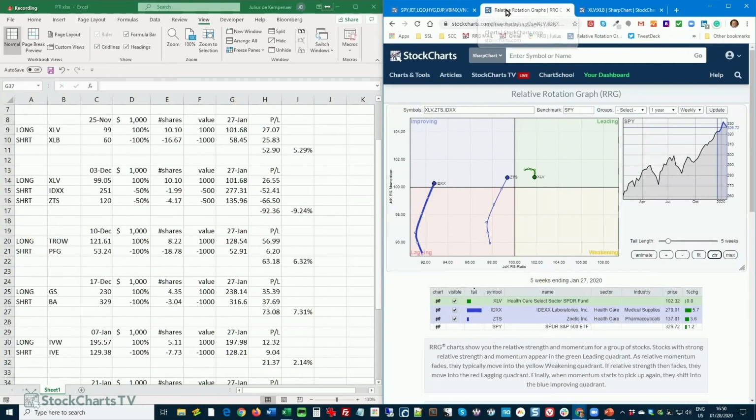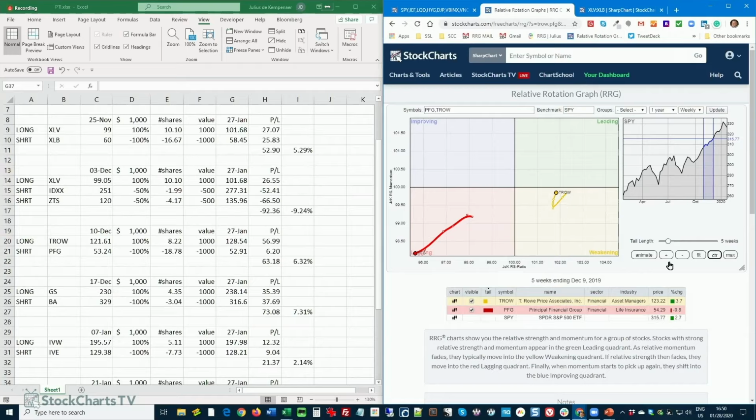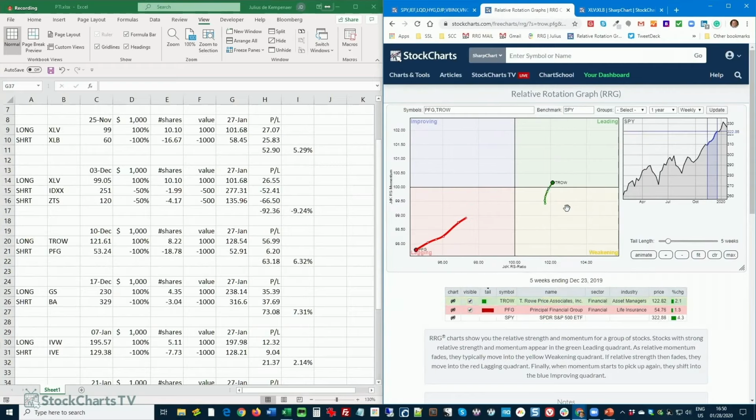And then we've got T Rowe with PFG. That was the financials. So we got T Rowe and PFG. And that went long on the 10th of December. That was this week here. Let's see how that goes. That one, T Rowe dropped a little bit. So T Rowe actually curled back up. So we're moving in the right direction with T Rowe now curling down and PFG moving up.